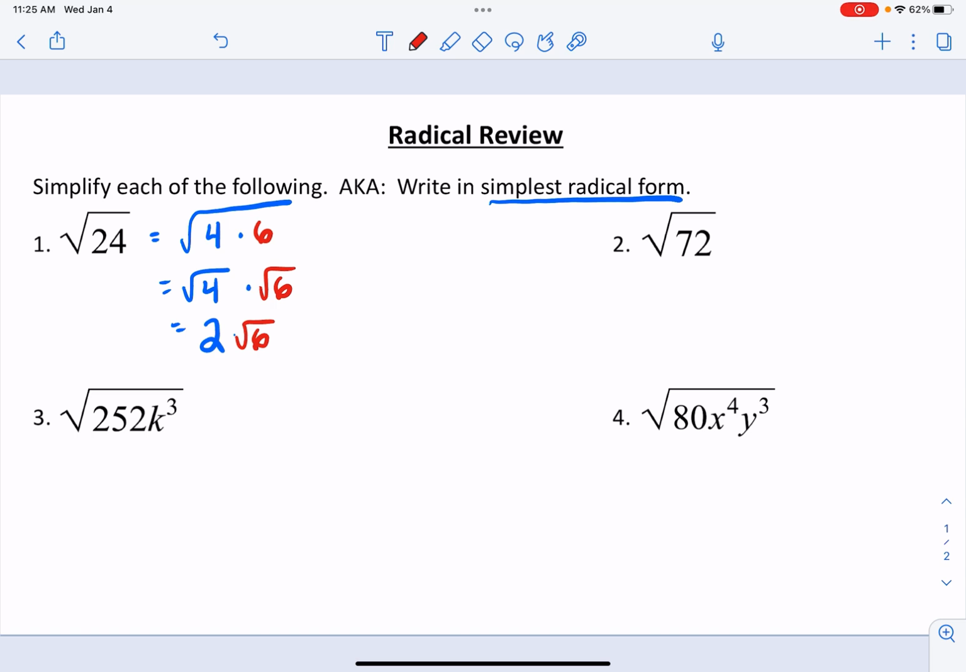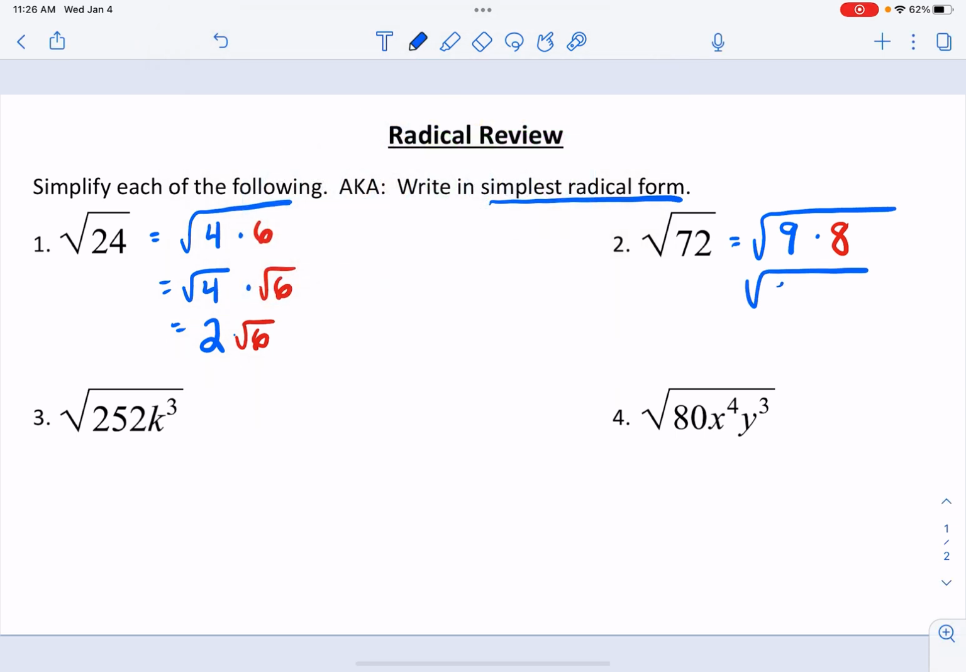So the next one, 72. Think of a perfect square that goes into 72. So immediately I think of, this can become 9 times 8. Now when you break that number down, make sure that there are no perfect squares in that other number. 8 still has a perfect square in that. So we need to break that down further.